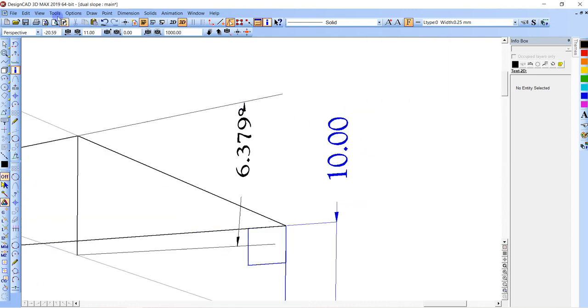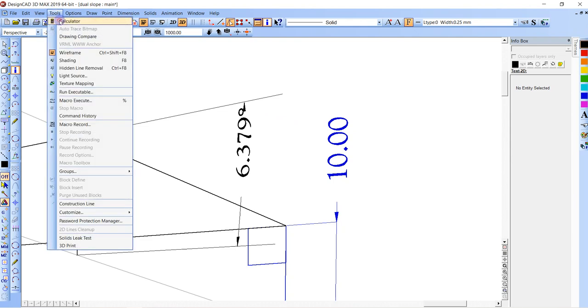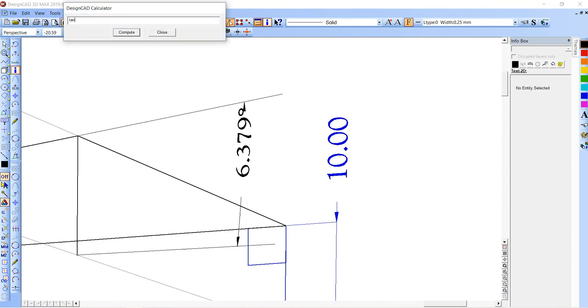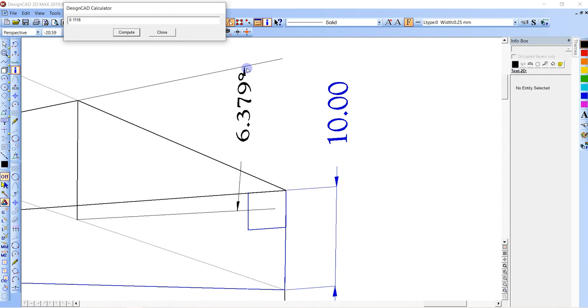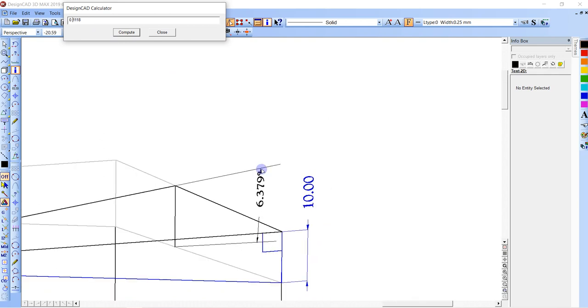So 6.379, tool, calculator, just tangent, 6.379, it's 11.18, so it's 11, so it's actually more. Just kind of interesting. You'd think on a hip, on a roof, it's less than the actual pitch of either side. This is maybe some sort of opposite thing that's going on.